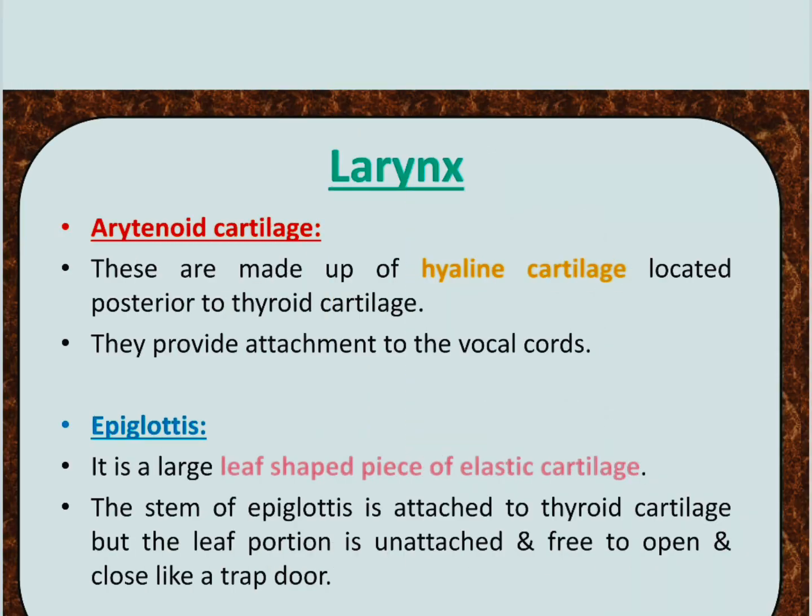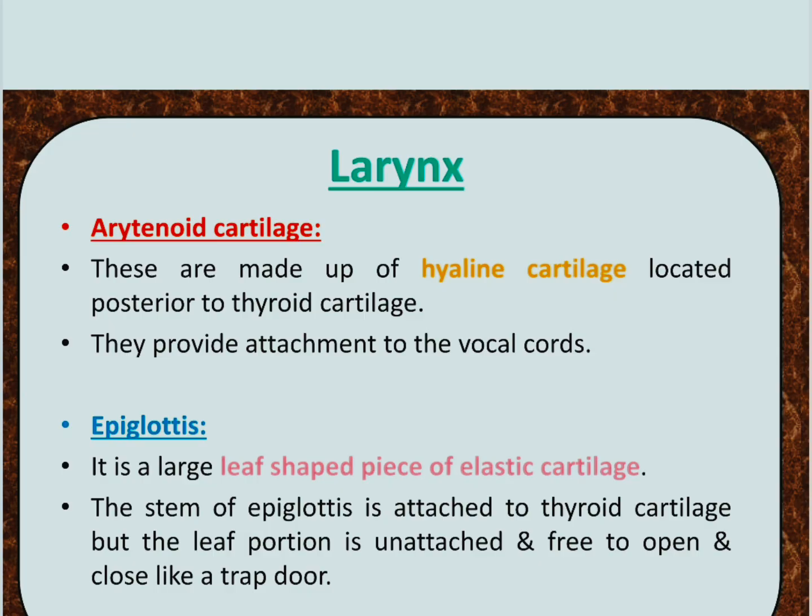The arytenoid cartilages are made up of hyaline cartilage and are located posterior to the thyroid cartilage, on the backside of it. They provide attachment to the vocal cords. The arytenoid cartilages are attached to the vocal cords.